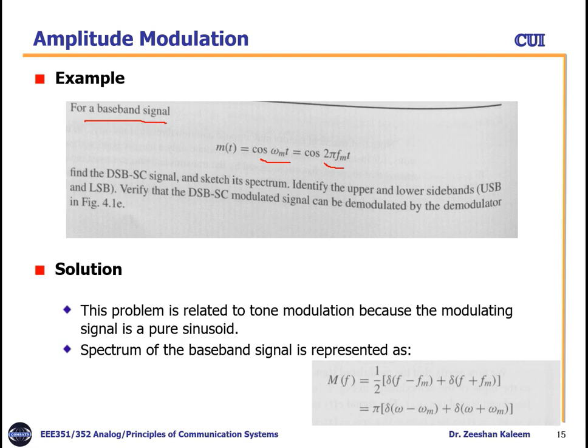It means that this is our message signal, which is also cosine, but we call it omega m or fm, the low frequency. We need to find the double sideband suppressed carrier signal, sketch its spectrum, identify the upper and lower sidebands, and finally verify that the double sideband suppressed carrier modulated signal can be demodulated by the demodulator in figure 4.1e.